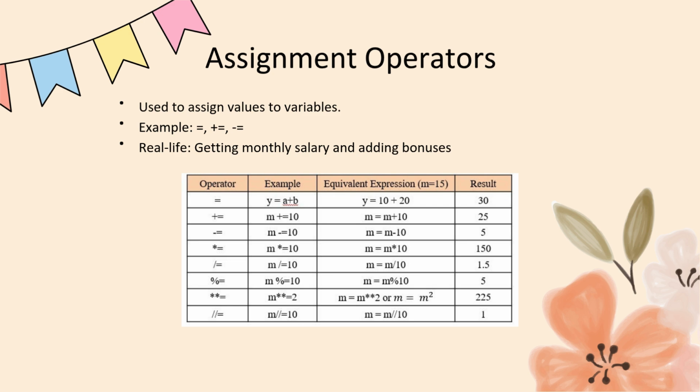Let's start with the basic one. Single equal sign. This is the most common assignment operator. It assigns the value on the right hand side to the variable on the left hand side. For example, x equal to 10 means you are storing the value 10 in the variable x. Think of it like giving a label to a box. You write x on the box and put 10 inside. Now whenever you call x, you are referring to 10.